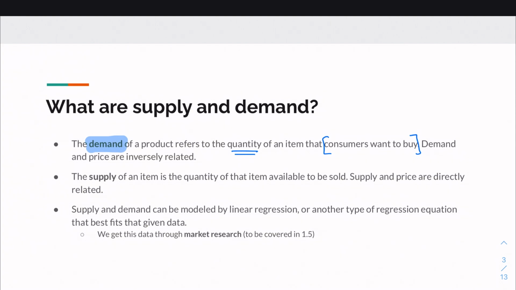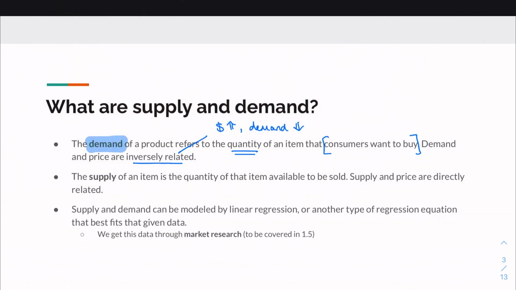There's a high demand. Demand and price are inversely related, and what this means is that as price increases, demand decreases, and this should be pretty intuitive. Right, the more expensive something is, you're going to be less inclined to buy it. We're going to talk about cases where the price goes up and you still want to buy it, but that'll be later. In general, the more expensive something is, the less inclined you are to spend your hard-earned money on that thing.